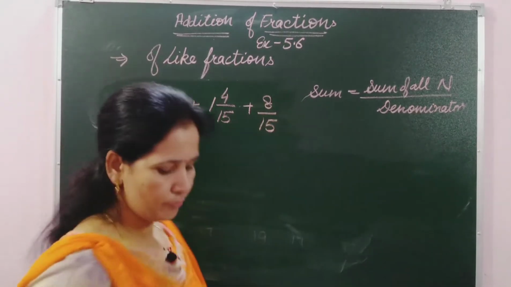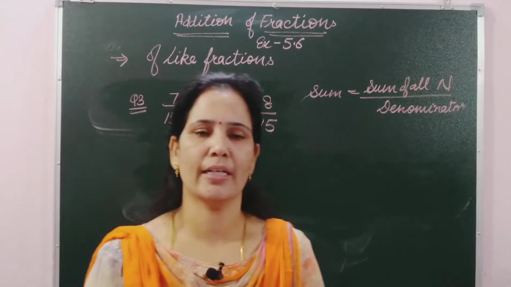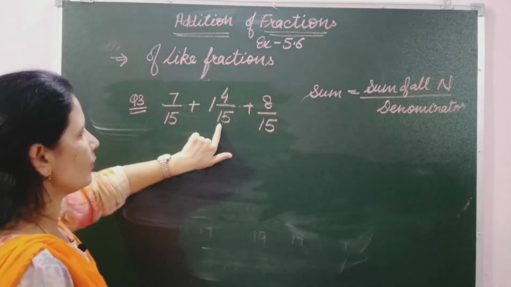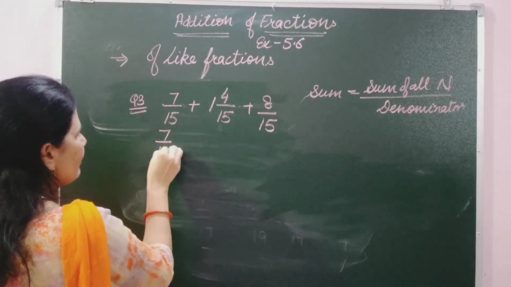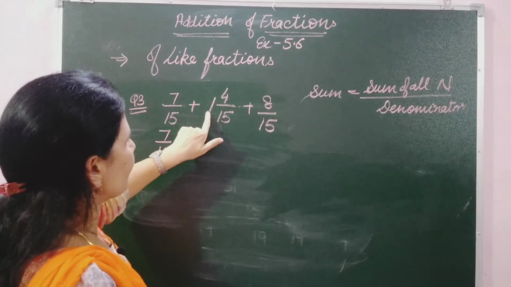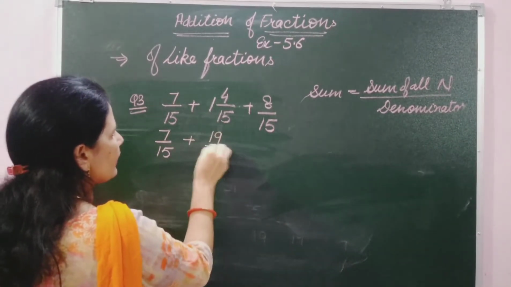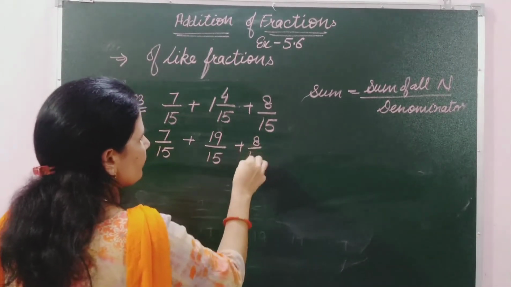We have to first find the addition of this, and then whatever answer we get, convert that into a mixed fraction. So first, whatever mixed fraction is given, convert it into improper. So 7 by 15. 15 times 1 is 15, 15 plus 4, 19. So here it will come 19 by 15. And this is 8 by 15.